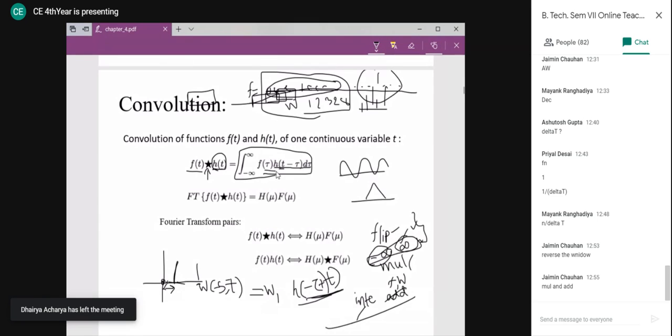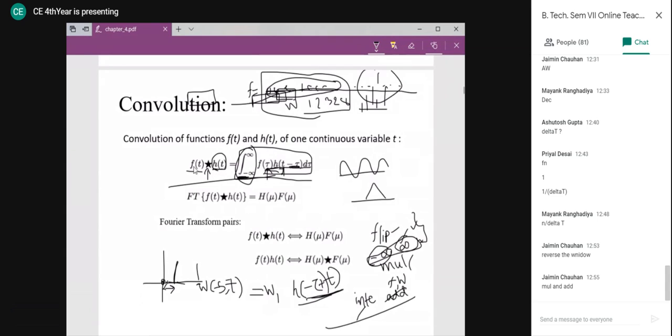Then there is a multiplication with the function. Multiplication with my function, my variable is now changed here. I can use any dummy variable for the integral. I am using tau, so it is f tau. And then multiplication and addition, but I know it is a continuous domain, so I should have the integral here. So this convolution definition includes four operations: first flipping, then shifting, then multiplication, and then integration.